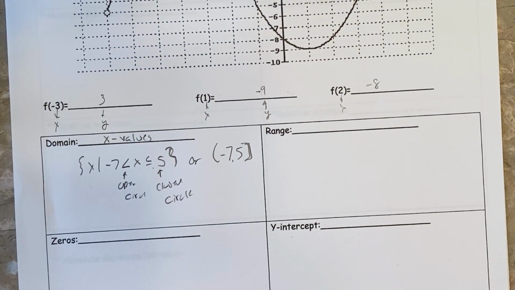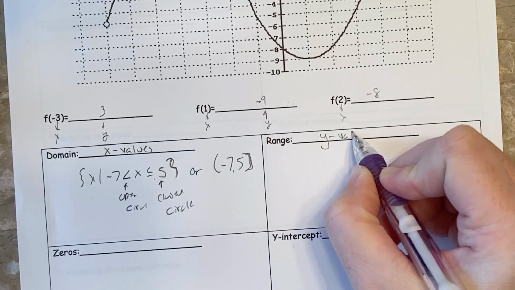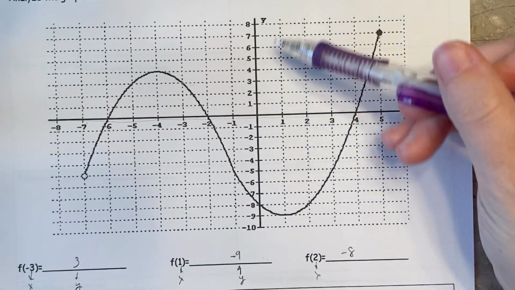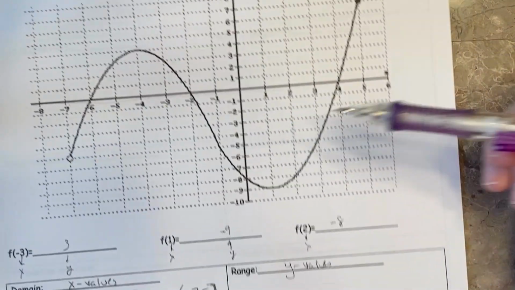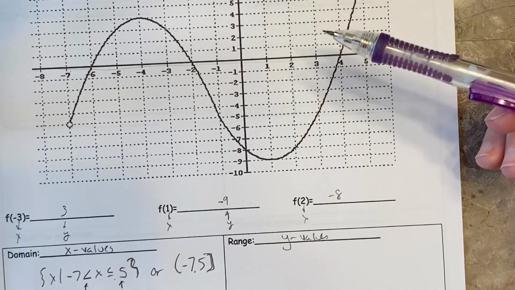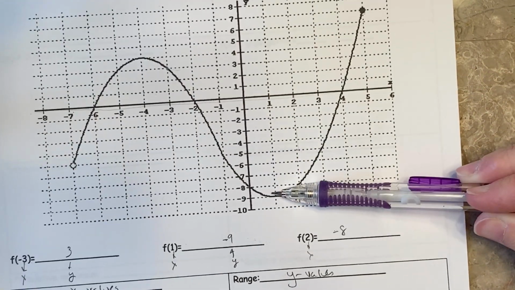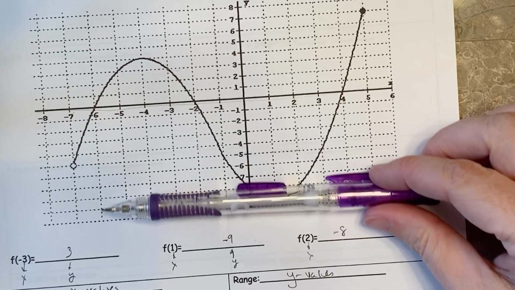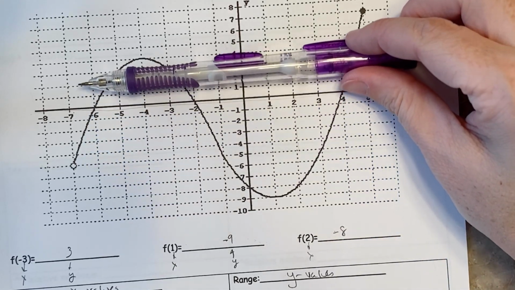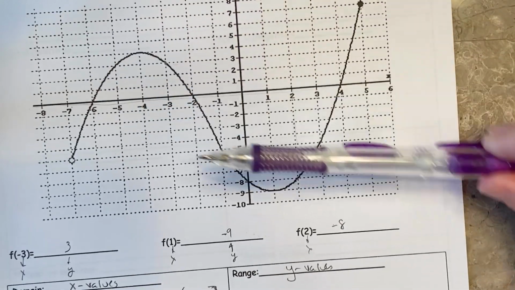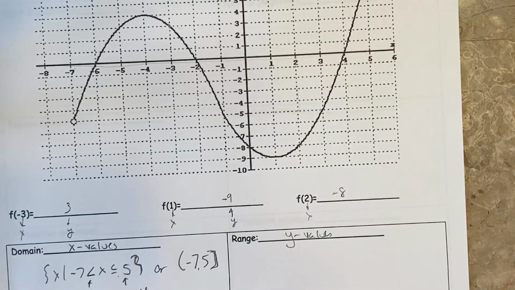Okay, so now you want to do your range. Range are your y values. Remember, that's going up and down. Okay, your range are your up and down. And you always want to be numerical order. So you want to go from your lowest, which is -9. And then you keep going, keep going, keep going. And this is where I stop. So from -9 to 7.